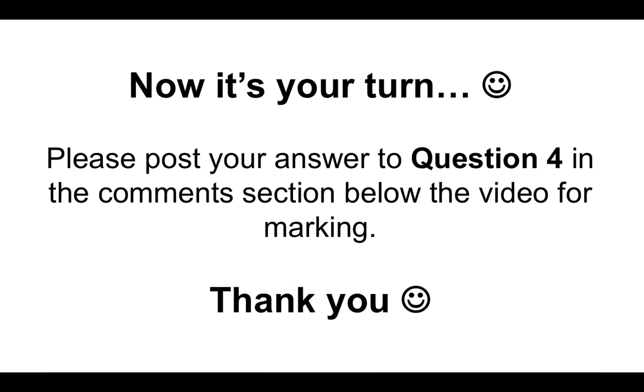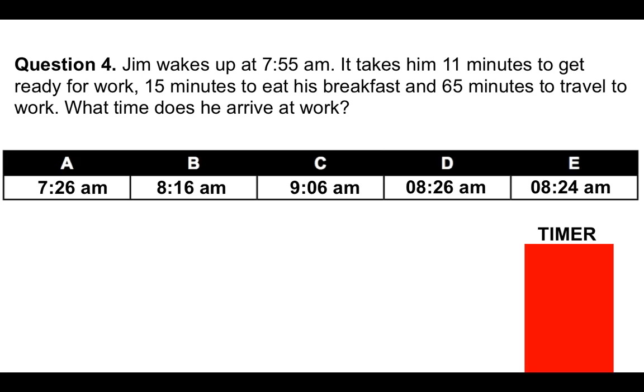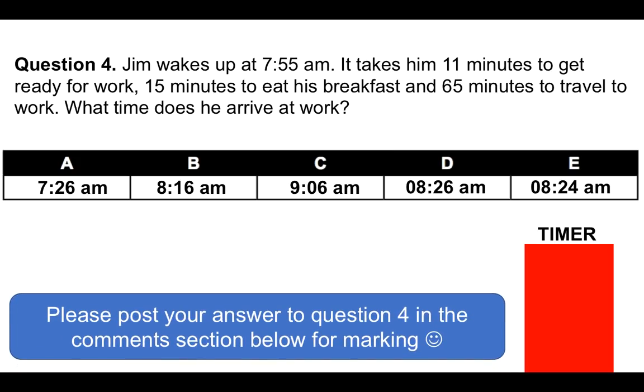Please post your answer to question 4 in the comments section below the video for marking. Here we go. Jim wakes up at 7:55 a.m. It takes him 11 minutes to get ready for work, 15 minutes to eat his breakfast, and then 65 minutes to travel to work. What time does Jim arrive at work? Here are your answer options. Is it A, 7:26 a.m., B, 8:16 a.m., C, 9:06 a.m., D, 8:26 a.m., or E, 8:24 a.m.? Please post your answer to question 4 in the comments section below, and you've got 12 seconds to work this out. Here you go.